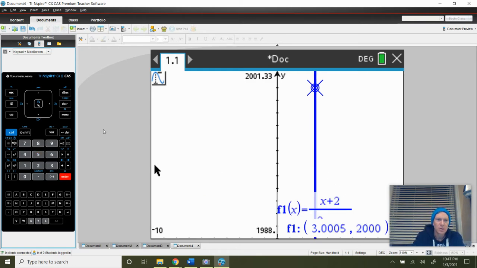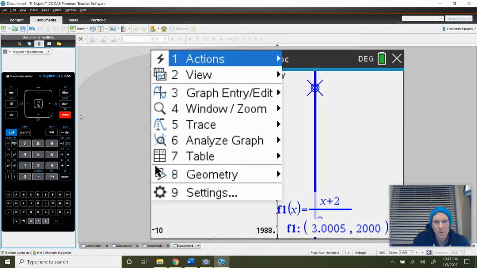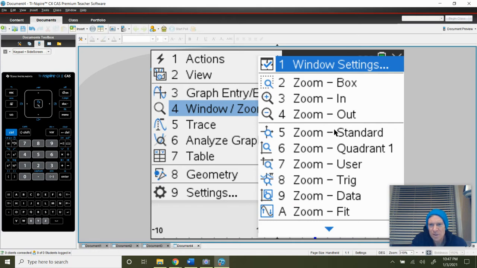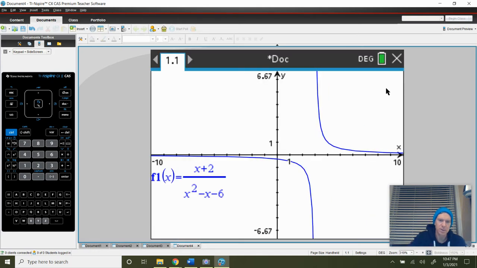Okay, so just another way that you can see that. Let's go back, change our window back. Window zoom, let's go back to a standard window. Okay, so we can see our graph.